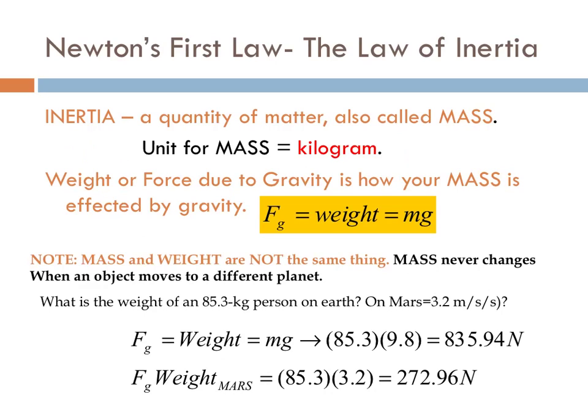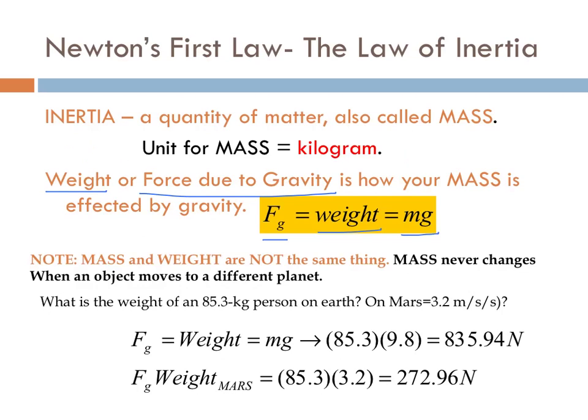Newton's first law is the law of inertia. Remember that inertia is a resistance to change in motion. This has to do with the mass of an object. Remember that weight, or the force due to gravity, is how your mass is affected by gravity. So, force of gravity, weight, all of this is equal to mass times gravity. How your mass is affected by gravity.